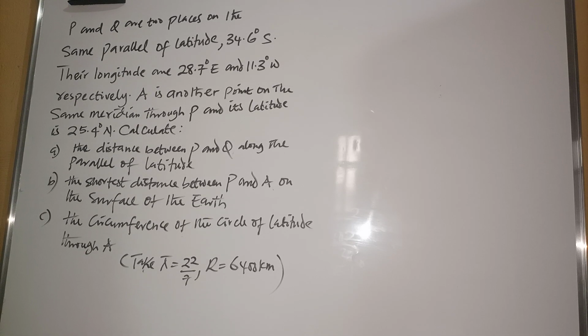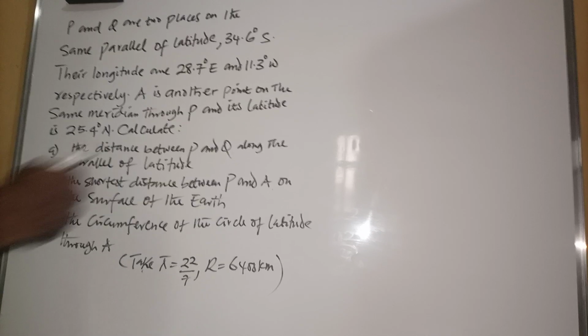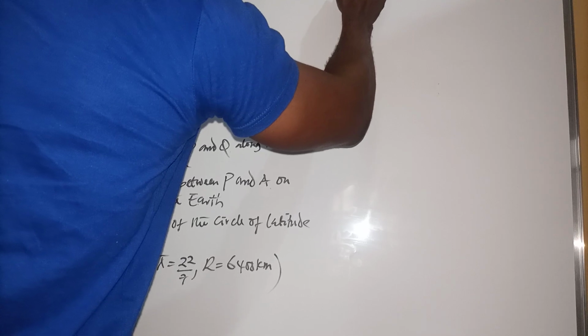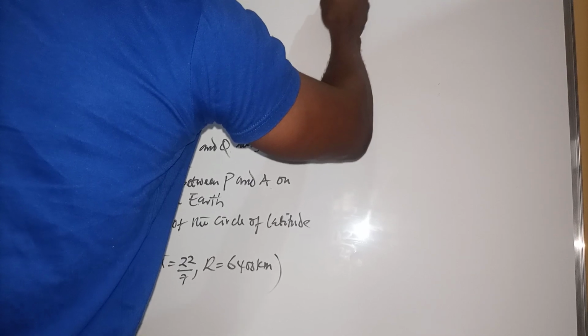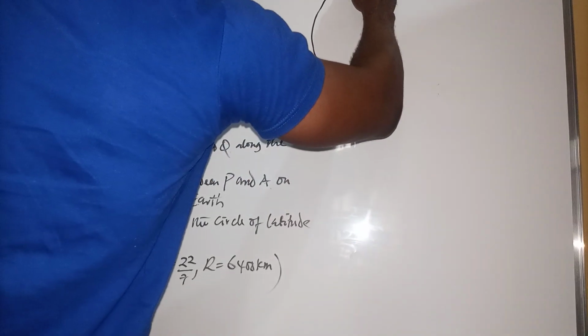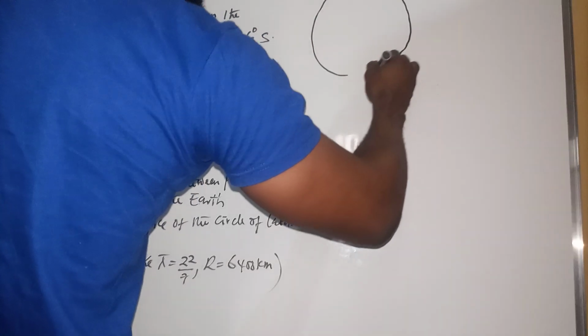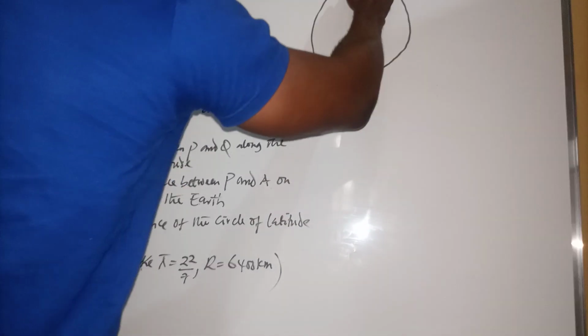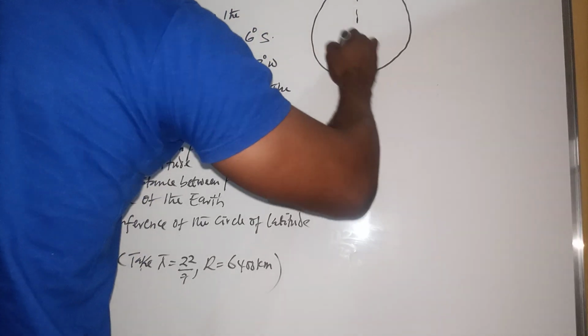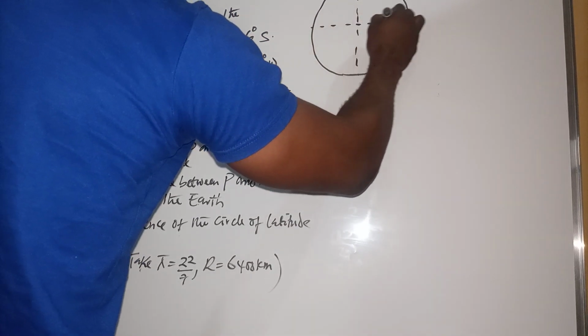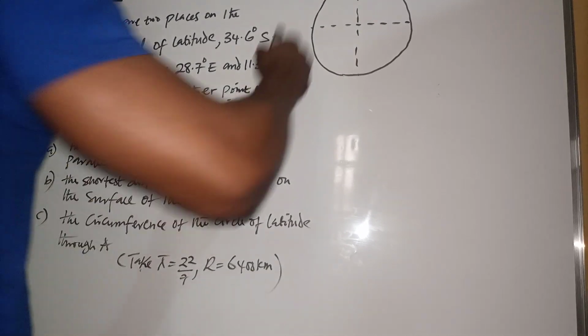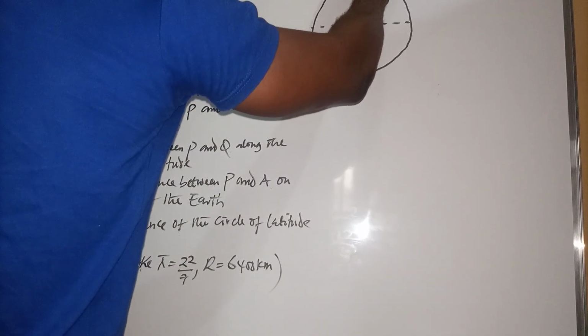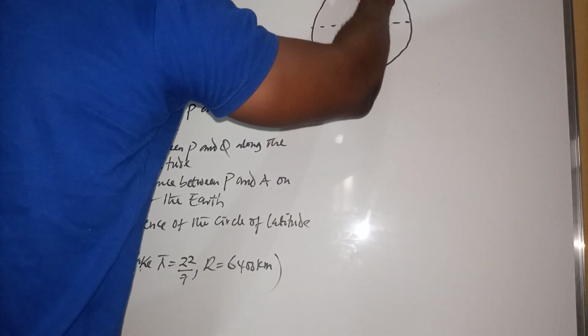So follow me as I analyze this question to the end of it. I'll start by drawing the diagram. What I'm going to do now is draw a circle. Then I will represent these broken lines as my Greenwich meridian and this as my equator. Then I will name my circle. I'll fix the cardinal points. This is the north.